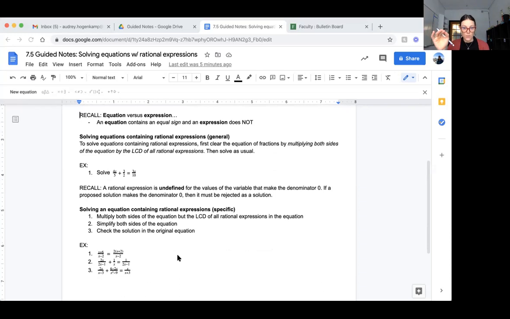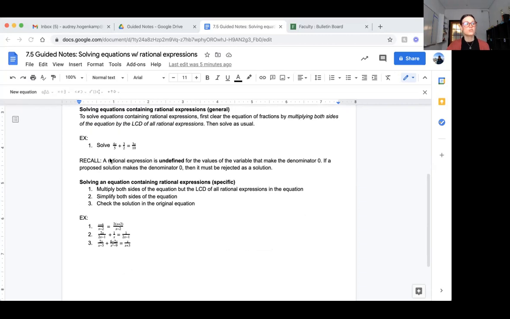Quick thing, recall, a rational expression is undefined for the values of the variable that make the denominator 0, okay? So if a proposed solution makes the denominator 0, then it's not actually a solution because then the rational expression would be undefined, okay? So read that statement again. I said that kind of quickly, but this is important. If you get a solution and you plug it back in and it makes your denominator 0, it is not a solution.